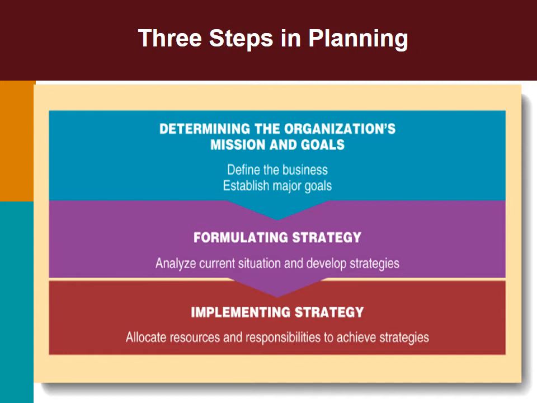The last step, or the third step, in the planning process is to implement the strategy. Implement what? The strategy. I have to implement the strategy that I took the decision related to. What are the activities included in this step? In the step of implementing the strategy, I have to allocate resources and responsibilities to achieve the strategies. So here the responsibility is to allocate resources and allocate responsibilities to achieve the strategies.